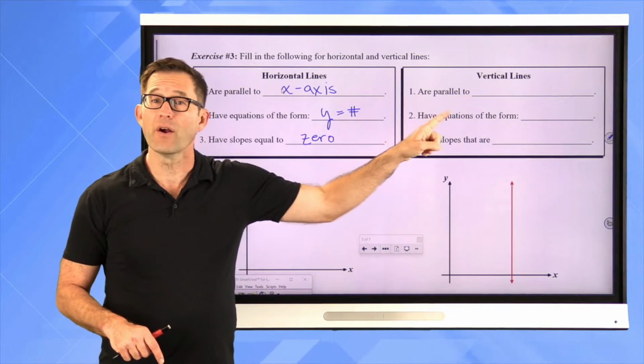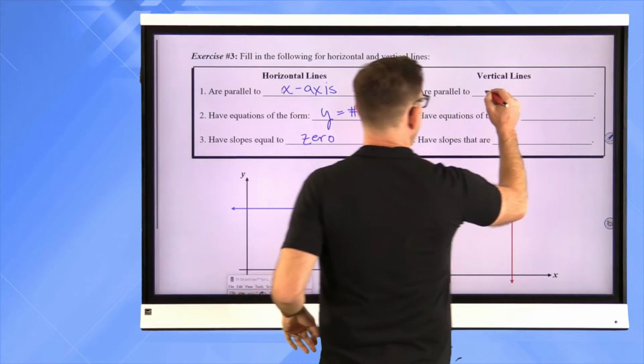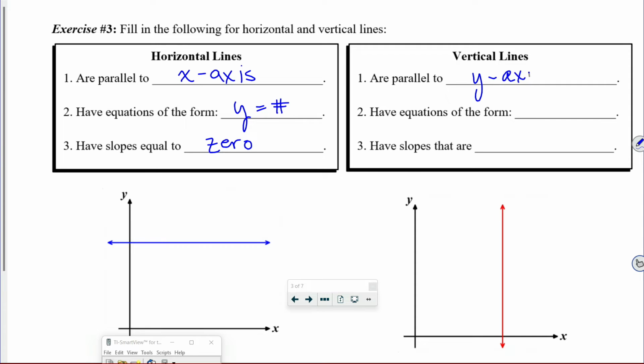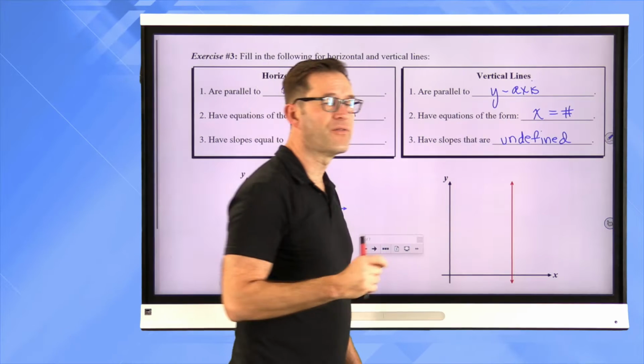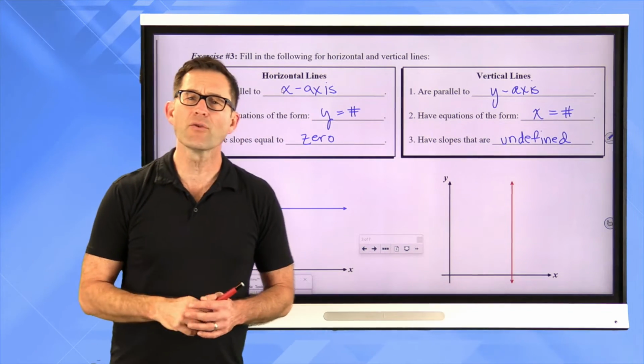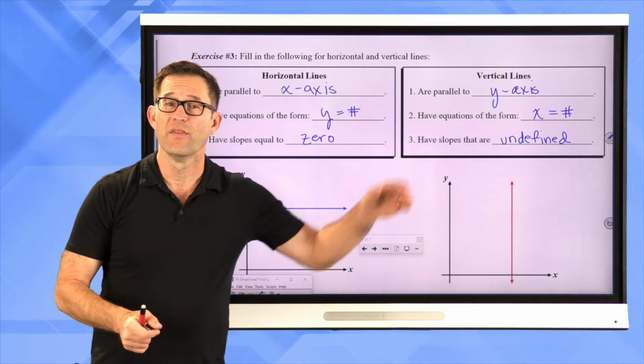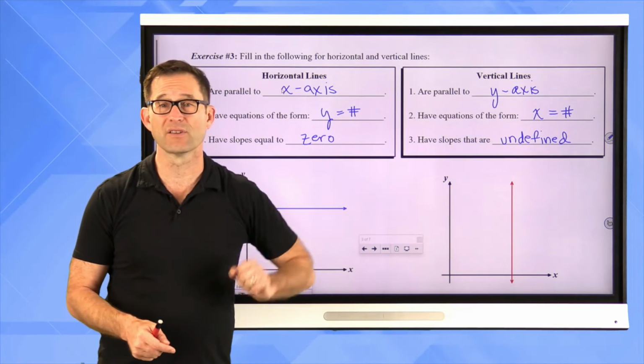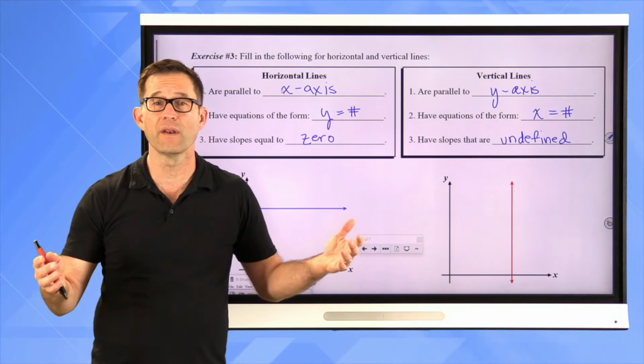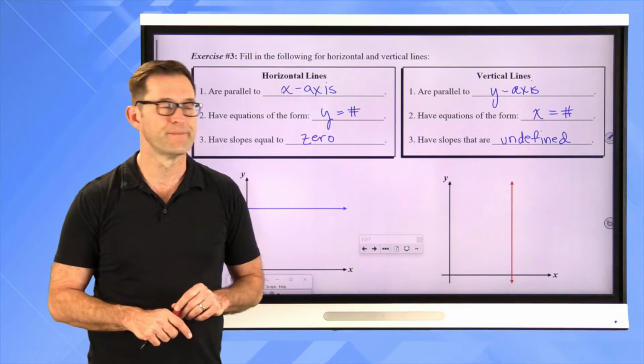Vertical lines, they're parallel, not to the x-axis, but to the y-axis. They have equations of the form x equals a number. And finally, the trickiest part about vertical lines is that they have slopes that are undefined. You cannot define the slope of a vertical line. In other words, slope is a number, and we simply can't define a number that could be assigned to that slope. If we did, it would have to be infinity, and again, we don't tend to do that.